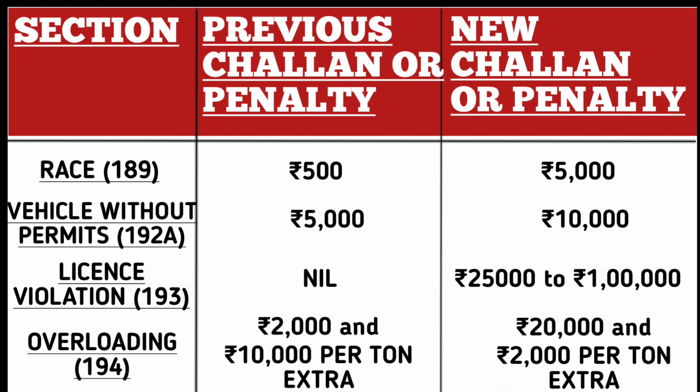Next is the license violation, which is covered under section 193. Previously, no penalty was imposed on its violation by the government, but now after the amendment, ₹25,000 to ₹1 lakh could be imposed on its violation. Next is the overloading of vehicle, which is covered under section 194. Previously, ₹2,000 and ₹10,000 per extra ton was imposed as a penalty on its violation by the Government of India, which after the amendment is ₹20,000 and ₹2,000 per extra ton.